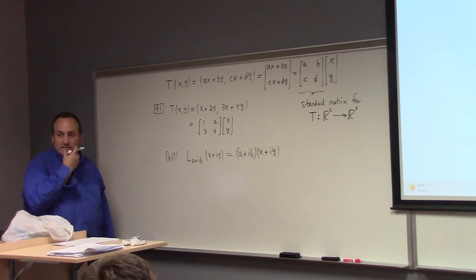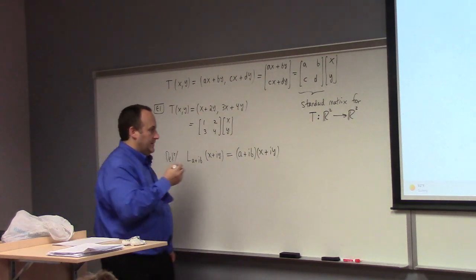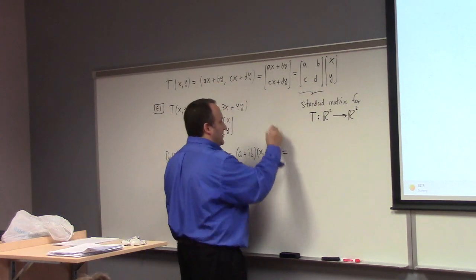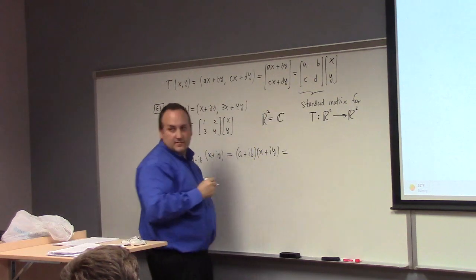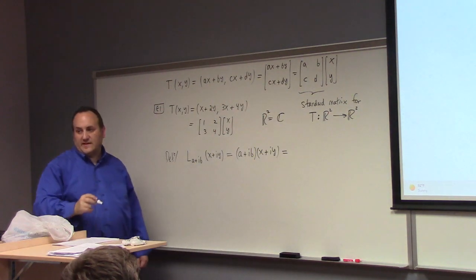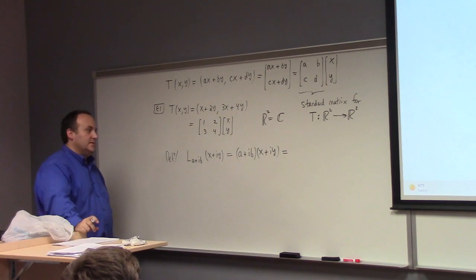When you say thinking of R2 as the complex plane, I mean literally R2 is equal to the complex plane, as in a point set. A point set, as in a point set.